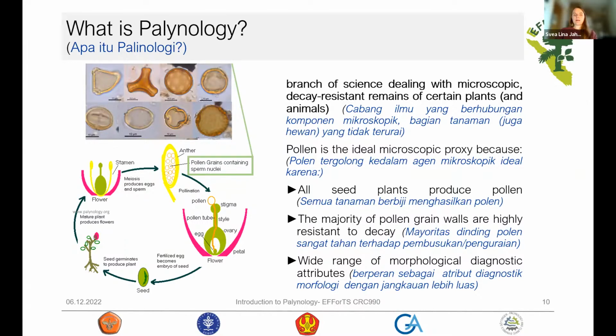Then pollen grain walls have a wide range of morphological diagnostic attributes, which allow us to actually identify pollen to family level, sometimes genus level, and rarely even to the species level. Pollen itself is produced in the anthers, as you might know, and is basically a unit for pollination, which then pollinates the female parts of the flower, produces seed, and then causes germination and a new plant to grow, which then again produces flowers, which produces pollen.